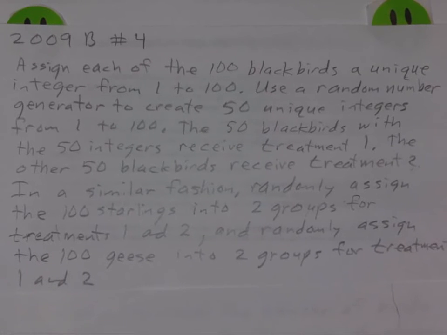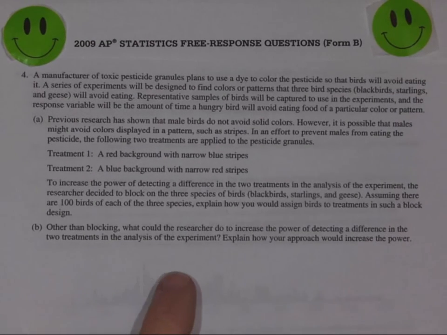But what you had to do is clearly state how you're going to randomly assign one of the groups of birds, and say you're doing the same thing for the other groups, and that would give you an E for that one. And so then the next one says, what can we do to increase power?